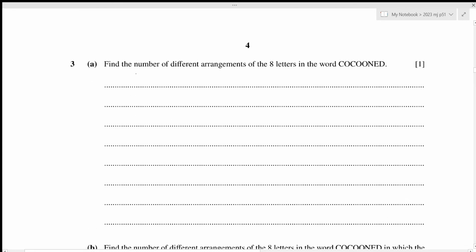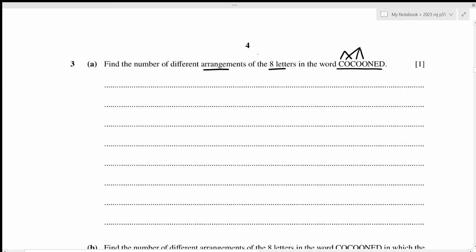Now for the third question, we need to find the number of different arrangements of the 8 letters in the word cocooned. Okay, so we have 2 repetitions for C and we have 3 repetitions for O. And this is an 8-letter word. We need to figure out the number of different arrangements.